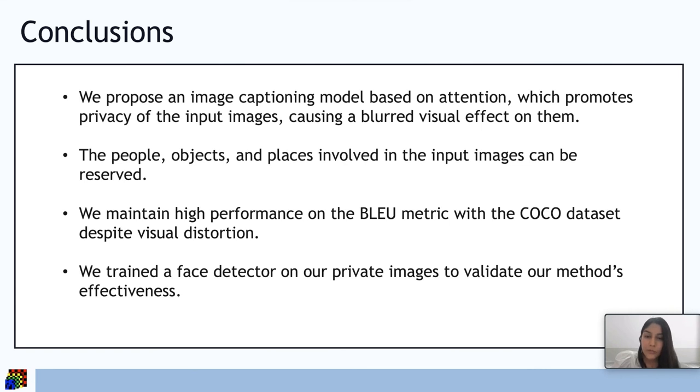In conclusion, this work proposed an attention-based image caption model which promotes privacy of the input images through a refractive optical element, causing a blurred visual effect on them. In this way, the people, objects, and places involved in the input images can be preserved. In addition, we maintain high performance on the BLEU metric with the COCO dataset despite visual distortion. Additionally, we train a face detector on our private images to validate our method's effectiveness. As observed, the face detector failed since our learned distortion preserves privacy.